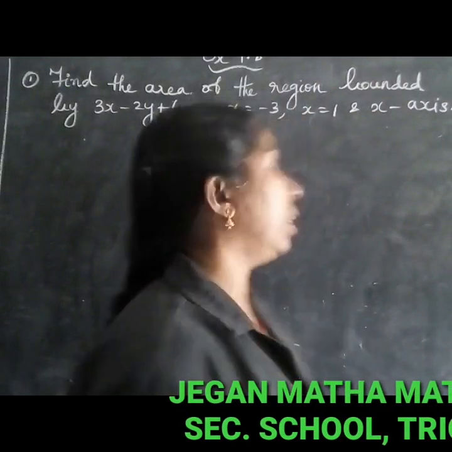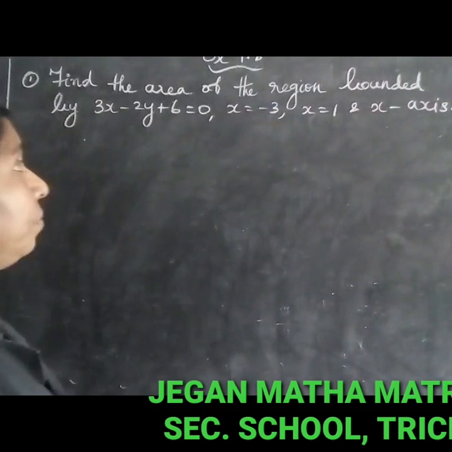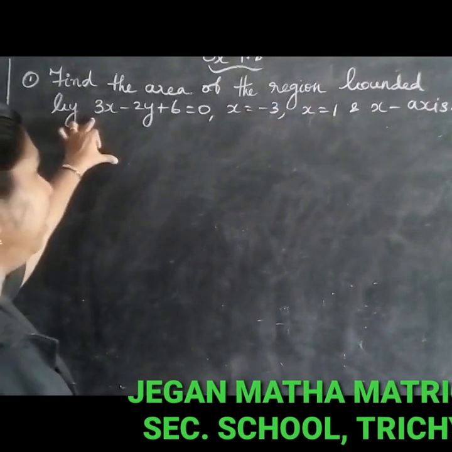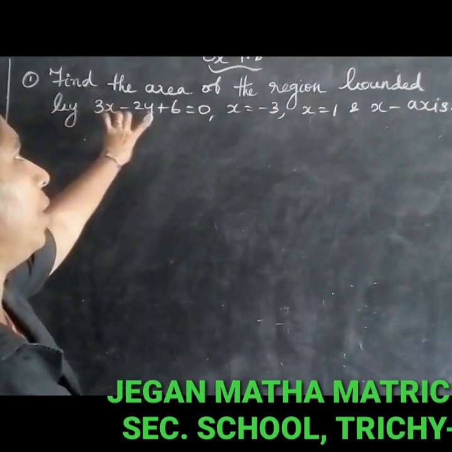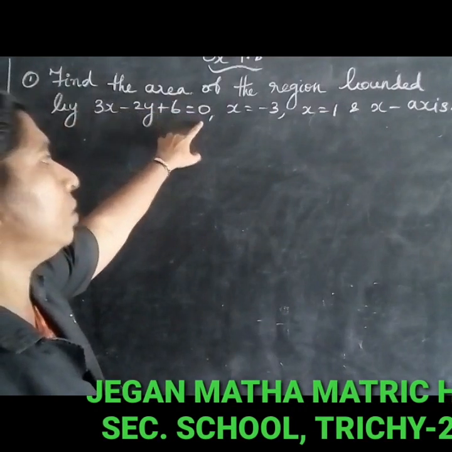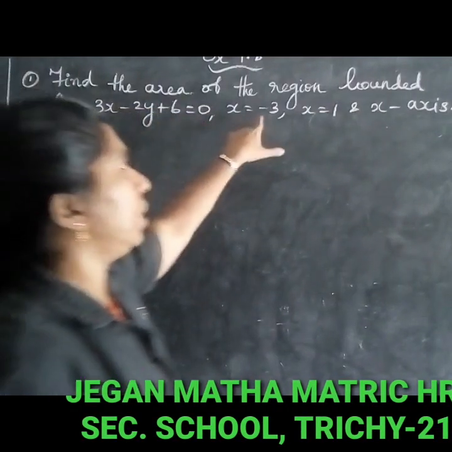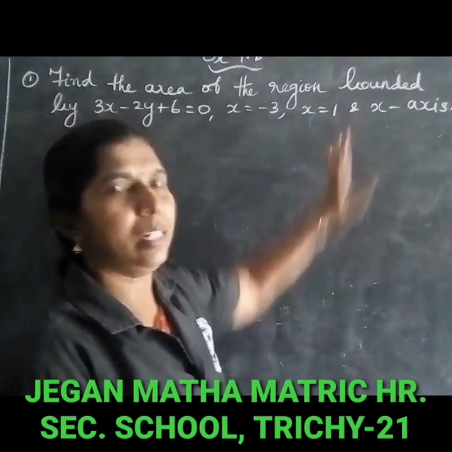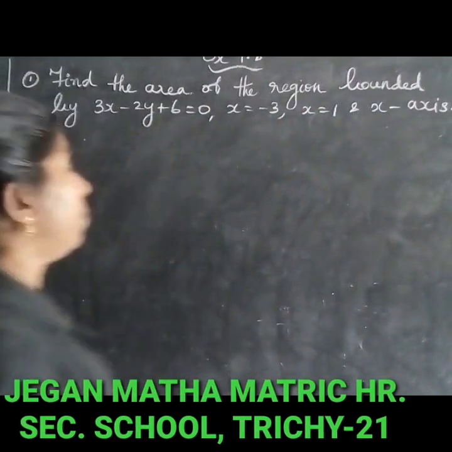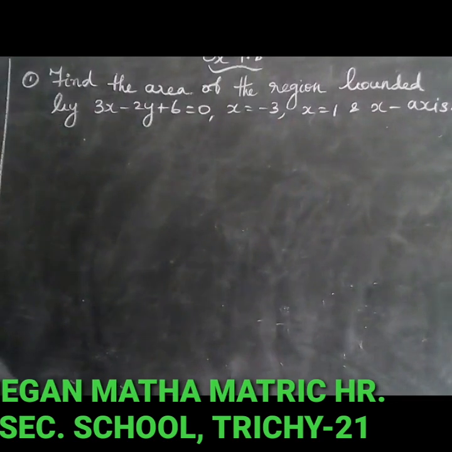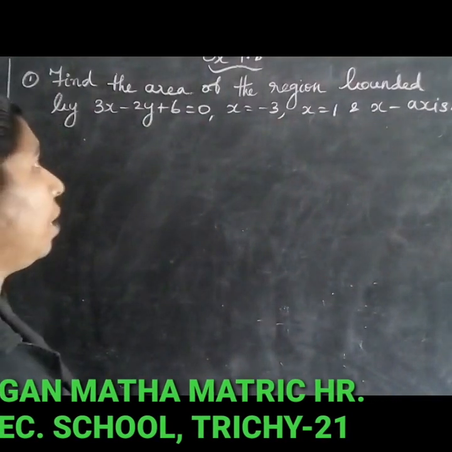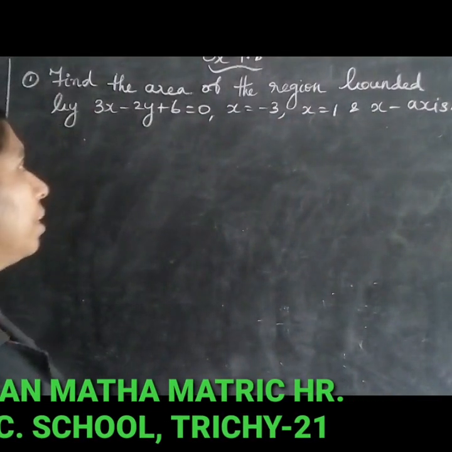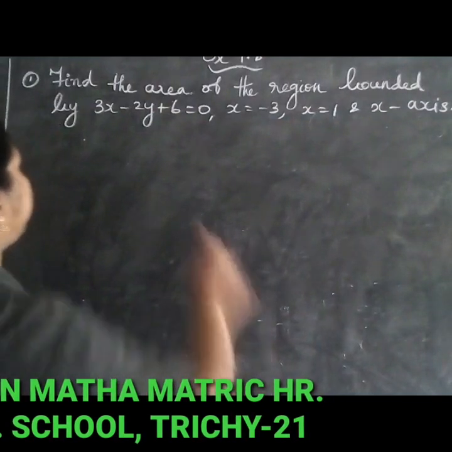So the first question is, find the area of the region bounded by 3x minus 2y plus 6 equal to 0 and the points x is equal to minus 3, x is equal to 1 and x axis. So to find out the area, first we have to draw a rough figure.